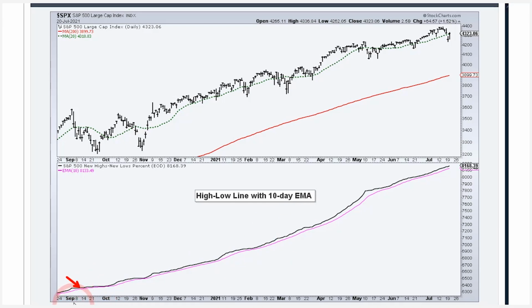Even during the correction in October, it held. So you can see it's in an uptrend here. And as long as we get more new highs than new lows, which is what happens when the high-low line rises, then that is bullish. But if this crosses below the 10-day EMA, then that would signal that new highs are dissipating, new lows are perhaps increasing, and that would be a negative. So if two of the three trigger here that I've showed you, then I would expect a correction in the S&P 500. So those are three to watch going forward.